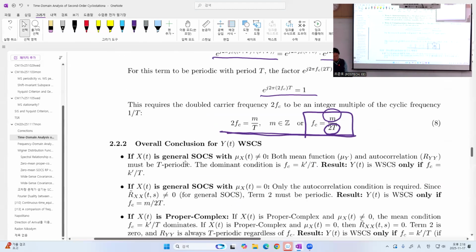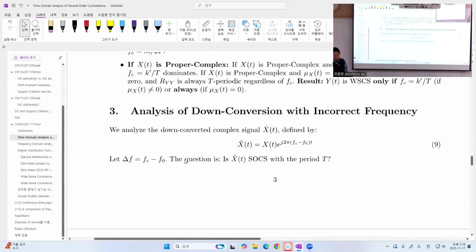Now, what if we down convert this y of t signal with the apparent center frequency fc with something wrong called f0? Right? So be careful.